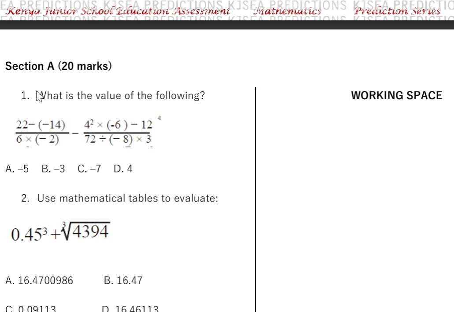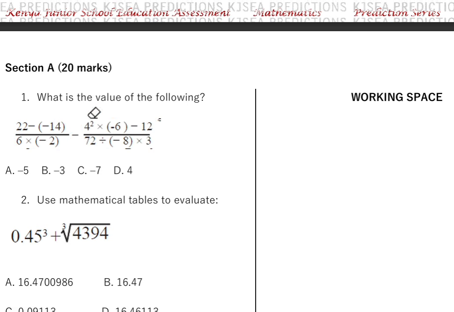We're going to start with the first question, which reads, what is the value of the following? Here we have some operation, we have numbers. I can see these are two fractions. Here we have the first fraction minus, and then also this one I can treat it as a fraction. Therefore, we're going to solve it step by step. So the first one we have 22 minus negative 14 all over 6 times negative 2, we get negative 12.